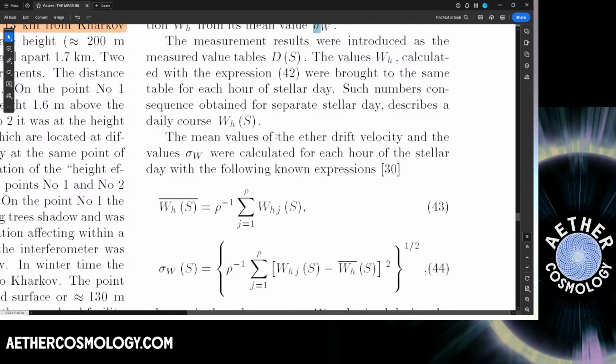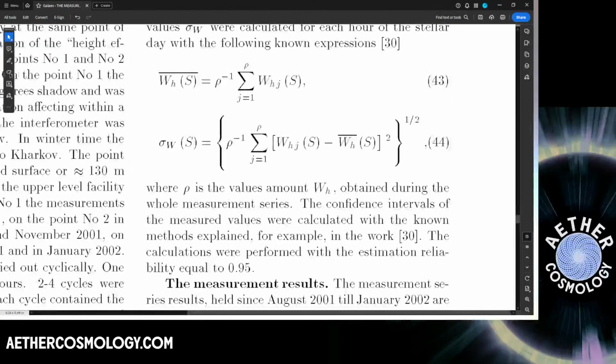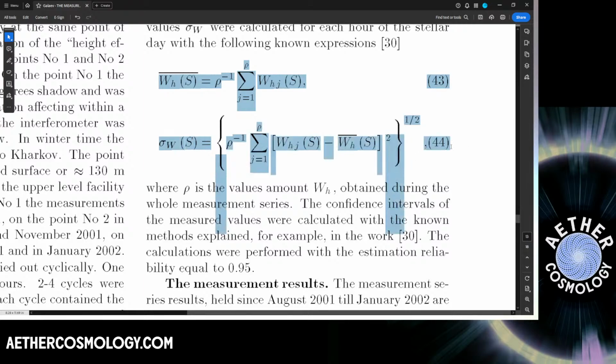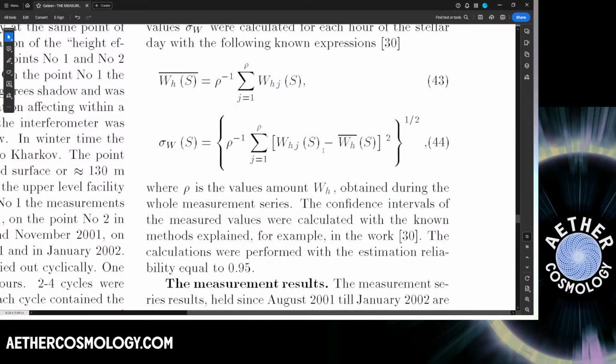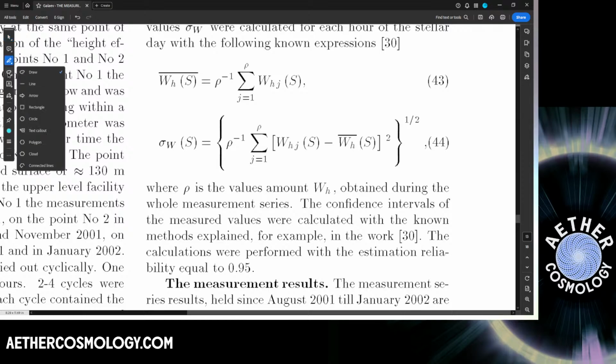The mean values of the ether drift velocity and the values sigma W are calculated for each hour of the stellar day with the following known expression of equation 30. And there we have equation 43, which leads us into equation 44, where rho is the value of the ether wind obtained during the whole measurement series. So the summation of the sidereal fluctuations against sidereal time gives you the total value of the ether wind.